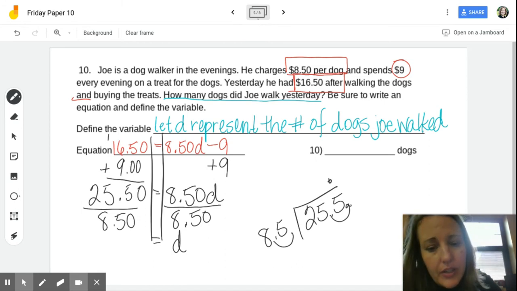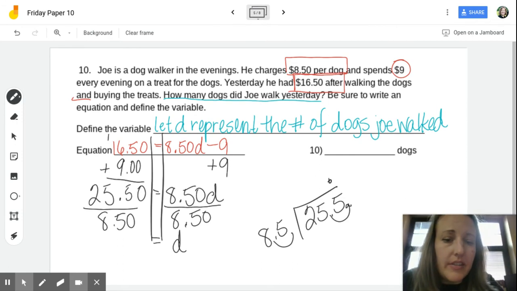For this one, you kind of have to figure out what you think. If this is 80, 8 times 3 is 24. 8 times 4 is 32. So I'm going to guess 3.